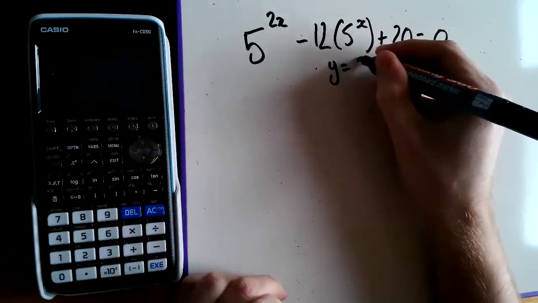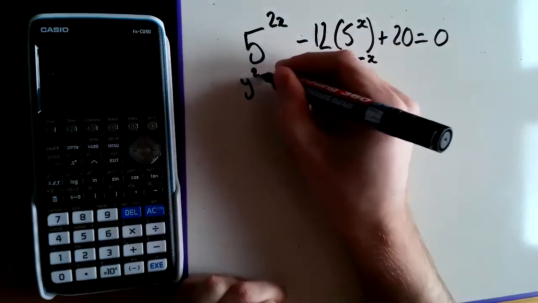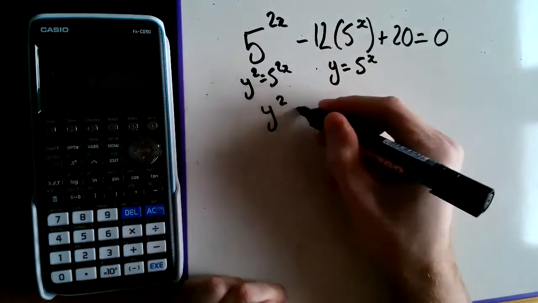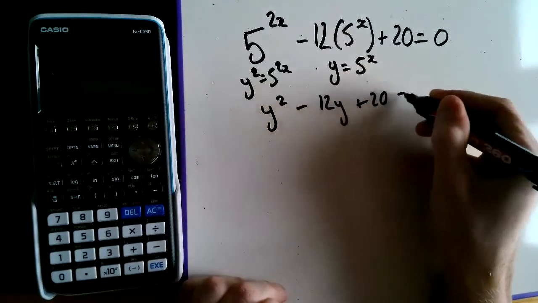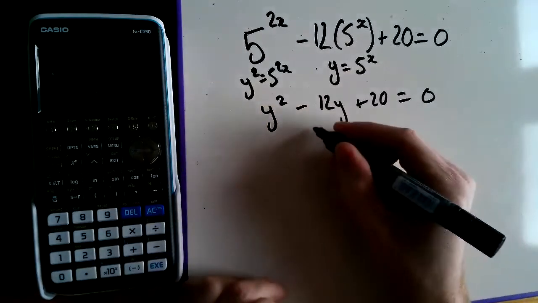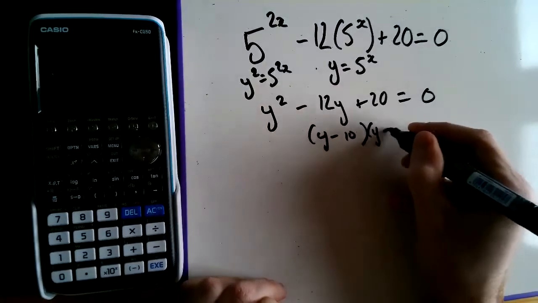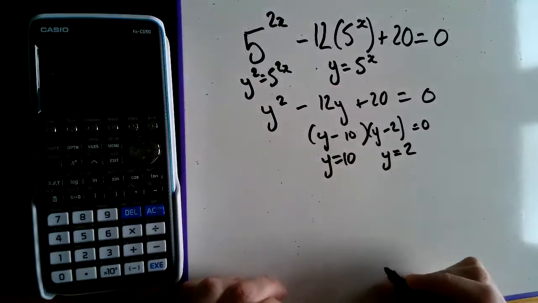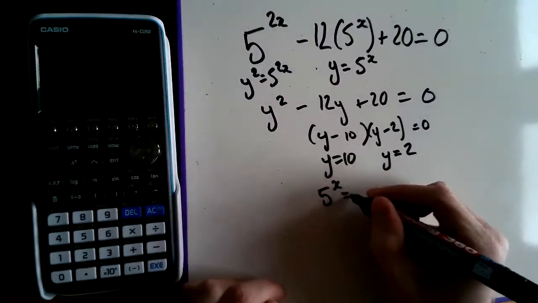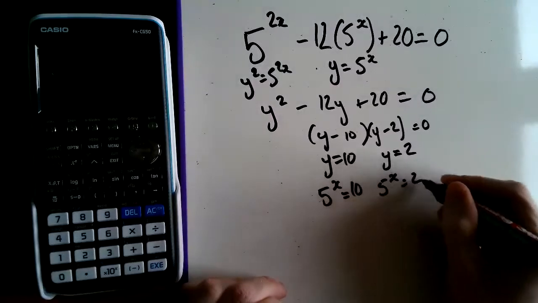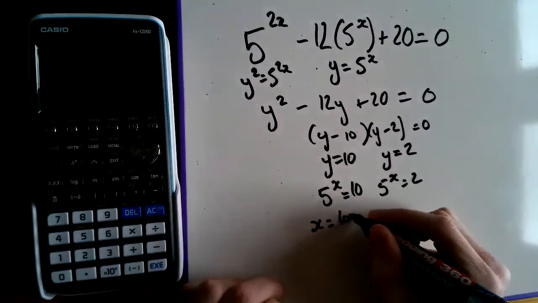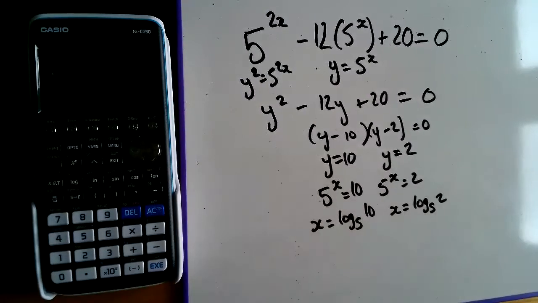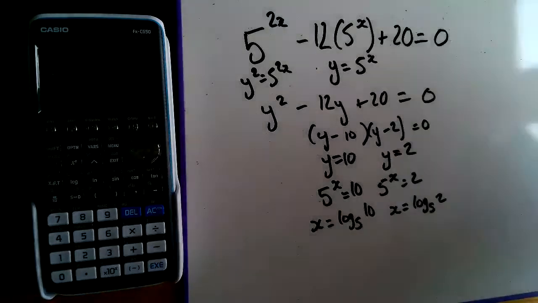So y is 5 to the x, so y squared is 5 to the 2x. So my quadratic turns into y squared minus 12y plus 20 is 0. Solve that. So y is 10, or y is 2. So back in what y was, 5 to the x is 10, or 5 to the x is 2. So x is log base 5 of 10, or x is log base 5 of 2. Okay, that's that one done.